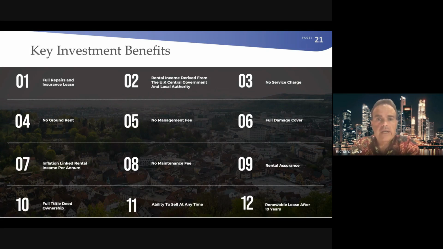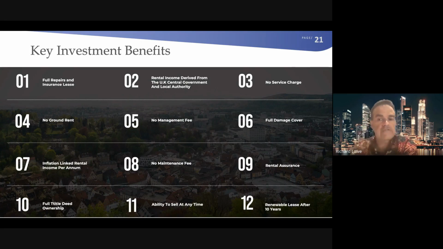Number two, the rental income derived from the UK central government and local authorities. So the tenant is the government. So you have great peace of mind that you're not going to have a default. There is no service charge, no ground rent, no management fee, and as I mentioned, there's full damage cover. This is also a rental which is inflation linked each year. So the government will actually increase each year the rental based on inflation, albeit it will be capped at a maximum of 4%. So again, it's a very good investment that hedges against inflation over time.